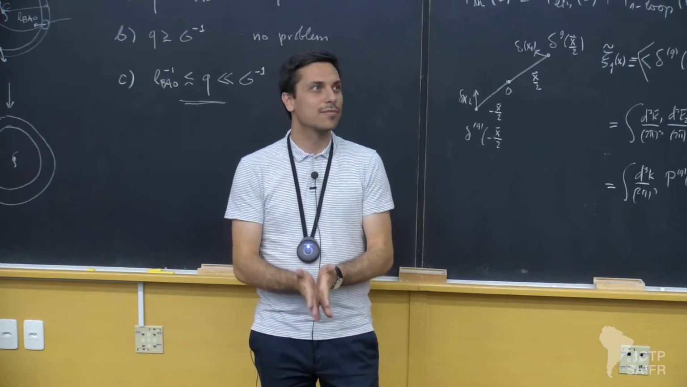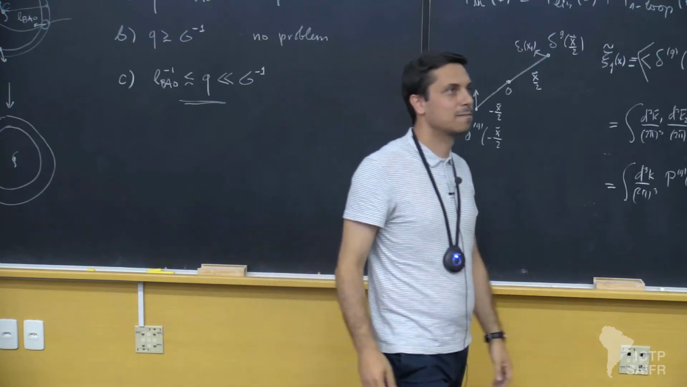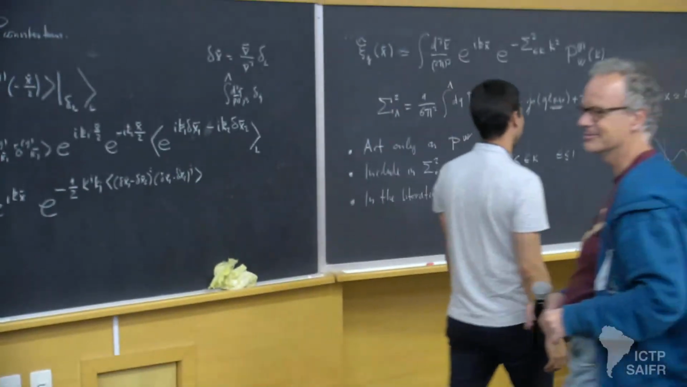Okay, more questions? I just have one question. So you do have a free parameter here, epsilon. How do you fix epsilon? Oh, Rogerio, you.